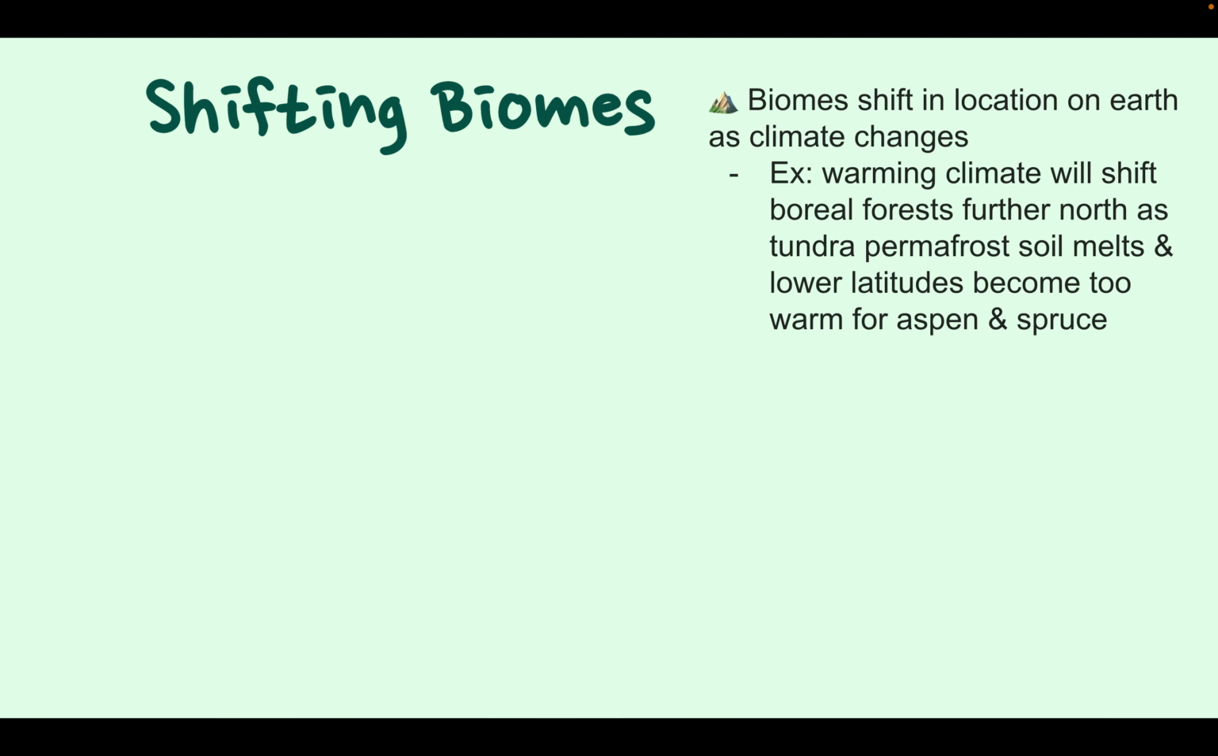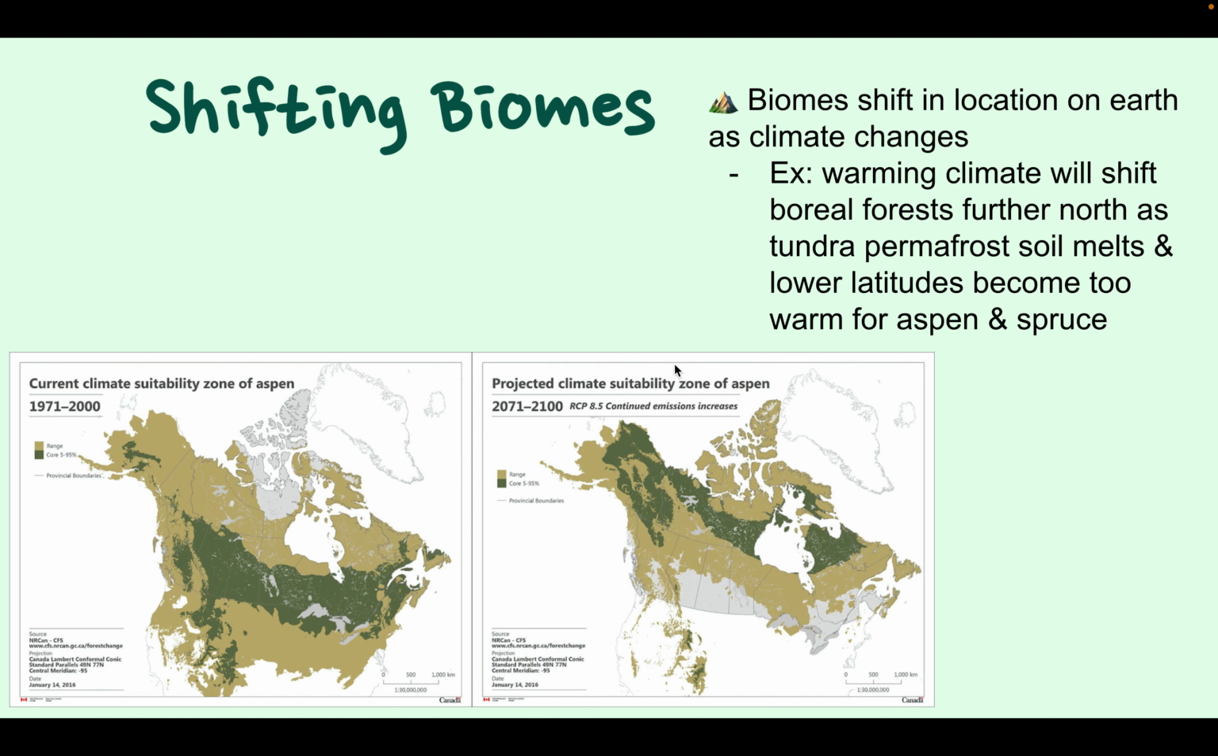Okay, so all these biomes that we were talking about when we were discussing that map earlier, they can move. And they have before and they will again. So biomes shift in location depending on the climate, because it's the climate that makes the biome. So for example, the warming climate will shift boreal forests north, as that permafrost melts, the lower latitudes become too warm for the aspen and the spruce in those regions. So let's take a look at this.